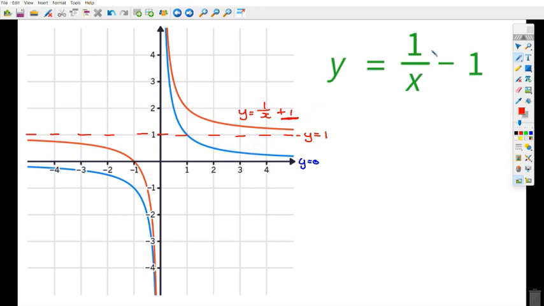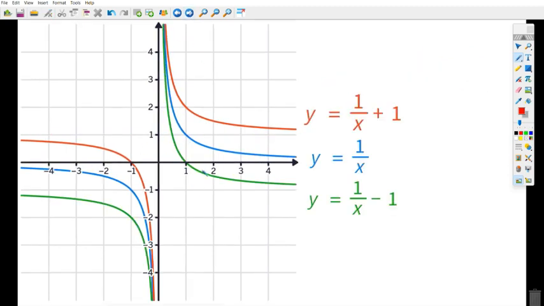Now if I tell you to draw this green graph over here, I'm taking 1 over x, the blue graph, look at the blue one, and I'm minusing 1. So what do you think is going to happen to the blue graph? We're going to minus 1 exactly. There I minused 1. Now look where my horizontal asymptote is for my green graph. Can you see that my horizontal asymptote moved down 1? So now my horizontal asymptote is y equals negative 1.